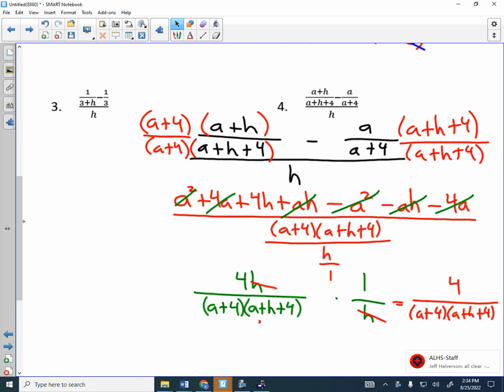No, that's fine. But when you distribute, look, you have a negative h there. So it should be a negative on top. So you come up so that... you see how your h is negative? So your negative just disappeared.